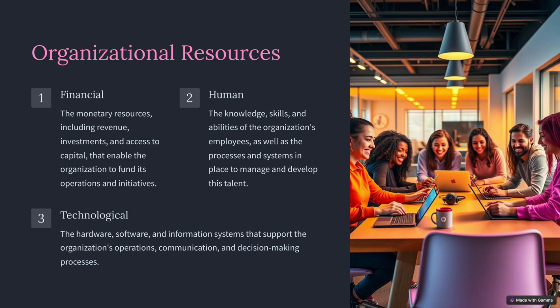Human: the knowledge, skills, and abilities of the organization's employees, as well as the processes and systems in place to manage and develop this talent. 3. Technological: the hardware, software, and information systems that support the organization's operations, communication, and decision-making processes.